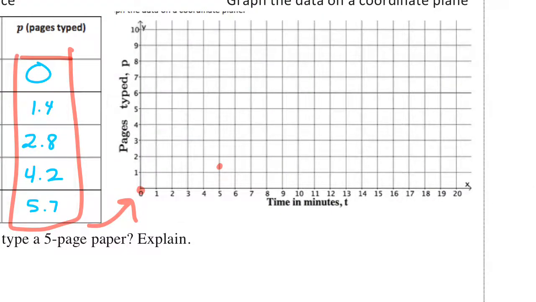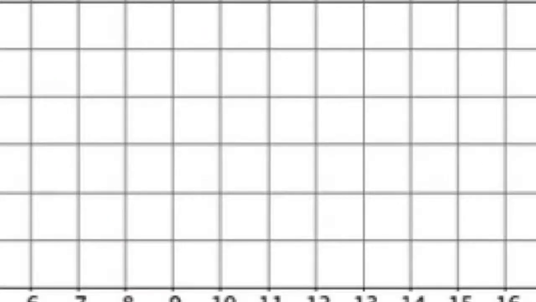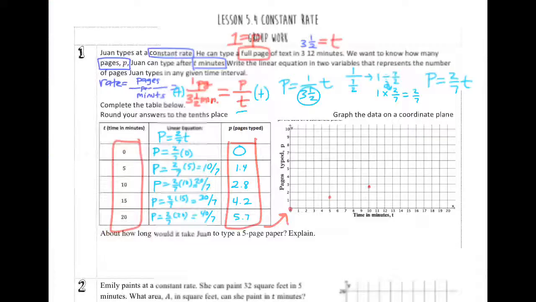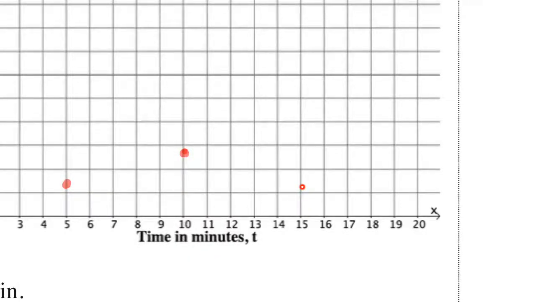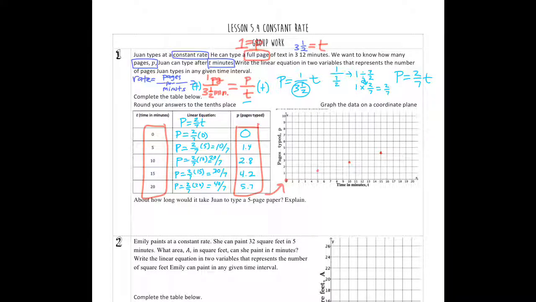So I go all the way to 10 for t, and I go up 2 and then 0.8, so almost close to 3. So about right there. Then we have 15, 4.2. So I'm going to go to 15 and up 4.2. So 1, 2, 3, 4. And then just a little bit more. Okay, hopefully you can see that now that I'm zooming in.